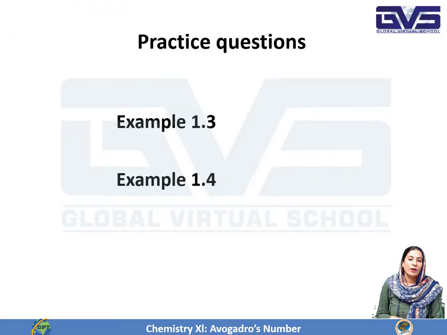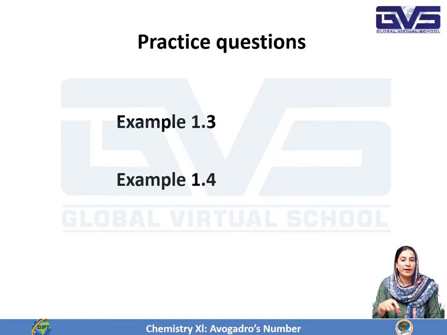Now you have to practice examples 1.3 and 1.4. They are similar, to find the mole ratios. It may start from mass, then convert mass into mole, with the help of mole find the other mole, and then convert them into mass if they are asked about the mass.